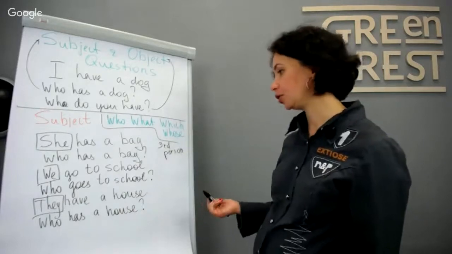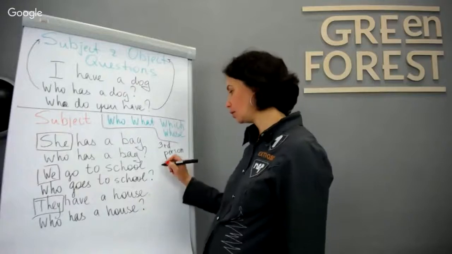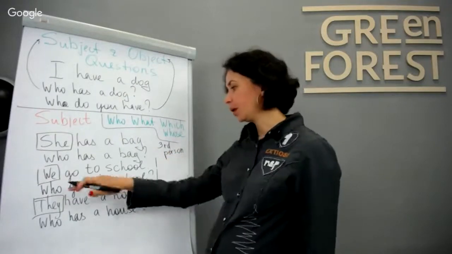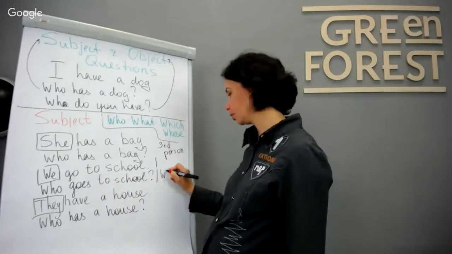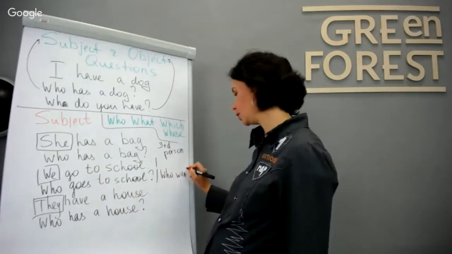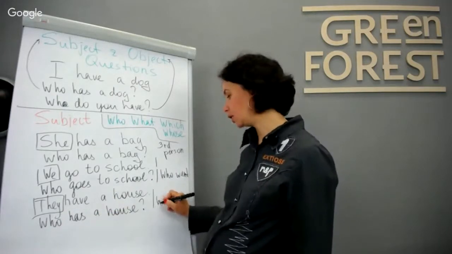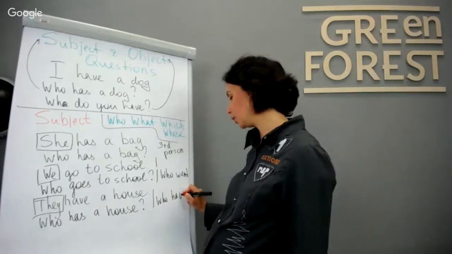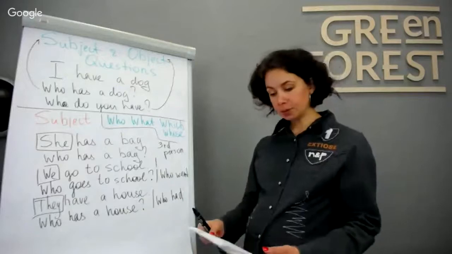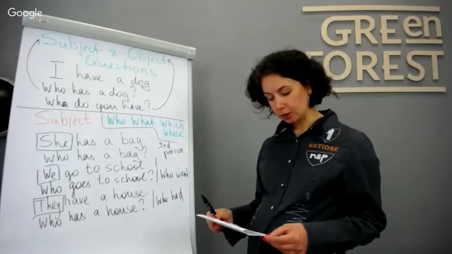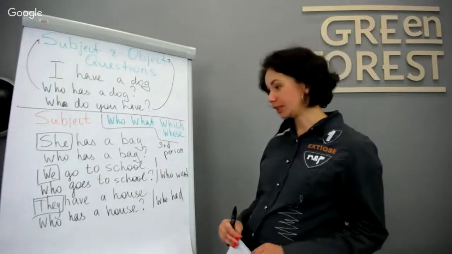For example, we went to school. The question is, who went to school? No changes. They had a house in the past. So the question is, who had a house in the past? Again, no changes. This is how we form subject questions. I think that I've told you almost everything. Let's look at the object.